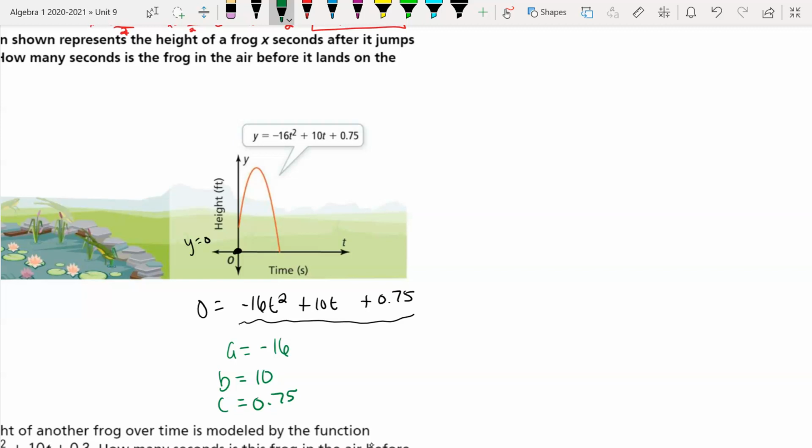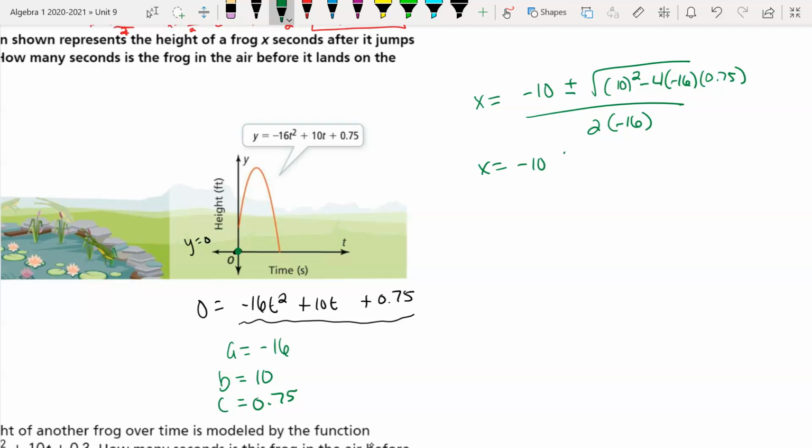And guys, again, the reason why I set it equal to 0 is because it says how many seconds will the frog be in there before it lands on the ground? Well, that's 0 down here. So I'm going to say x equals negative b plus or minus the square root of b squared minus 4 times a times c, all over 2a. So we get negative 10 plus or minus the square root of 100. I would take into my calculator 4 times 16 times 0.75. I would get 48.